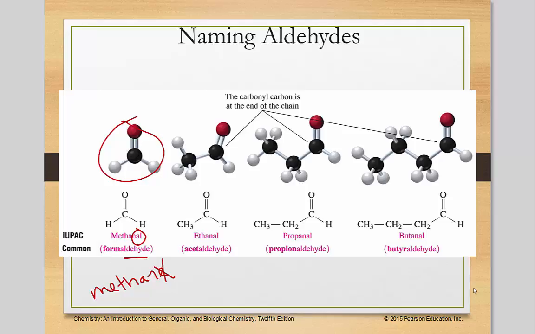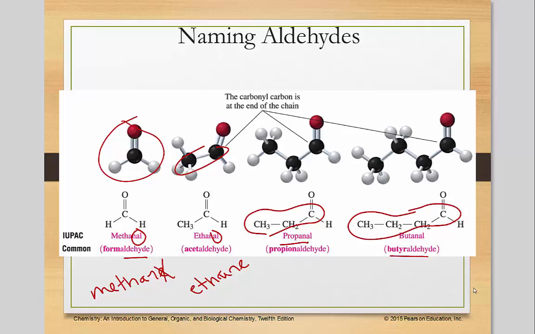There's 2 carbons here, so that would be ethane. And we're going to take off that last E and add that Al for ethanal. Propane becomes propanal. Butane becomes butanal. And here's our common names. Once again, the common names are merely memorization. One thing I want you to also notice is that every single time that oxygen is at the very, very end.